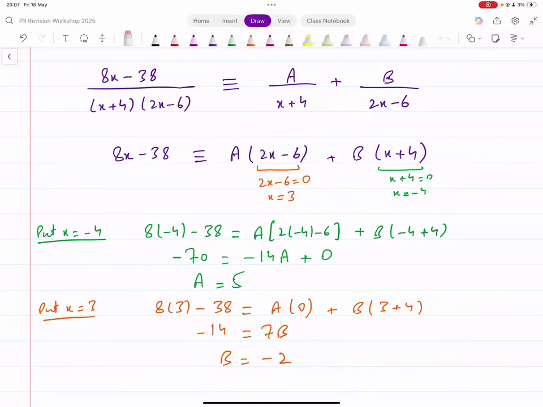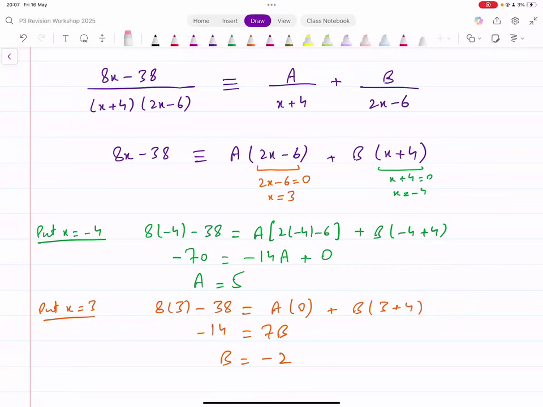I've input x equals 3 there. On the left side, we have to input that value of x in both sides. When we input that here, we get 8 into 3 minus 38. On the right side, we get a into 0. A into 0, that's a 0. And that just leaves us with b into 3 plus 4. And from that, we can find the value of b, which turns out to be minus 2.